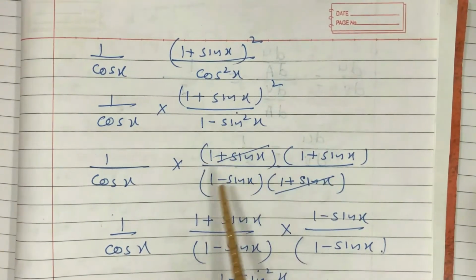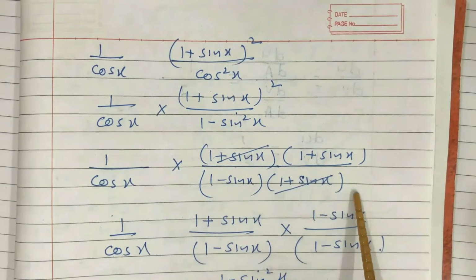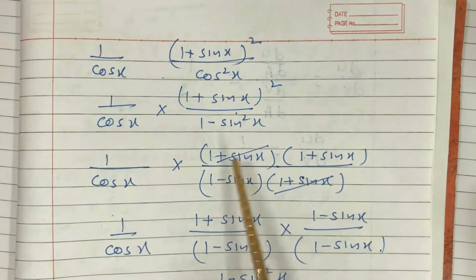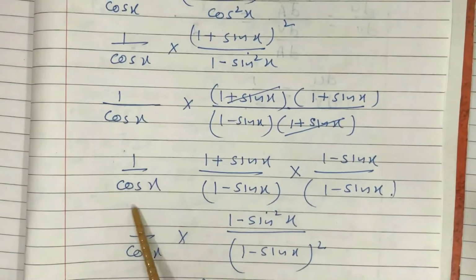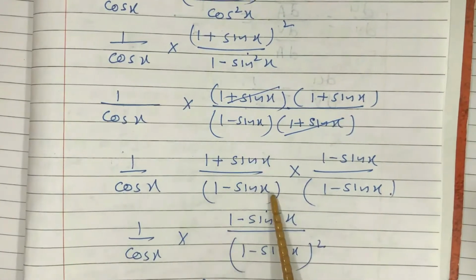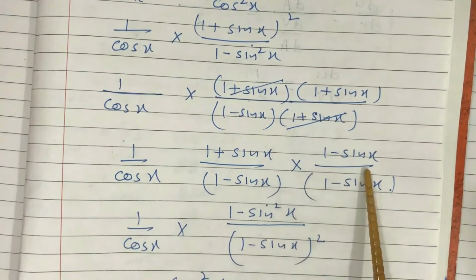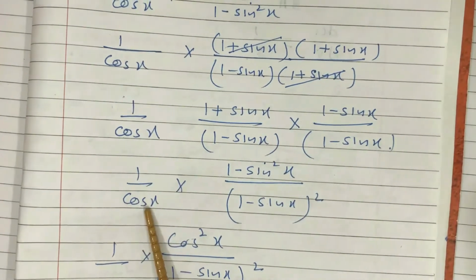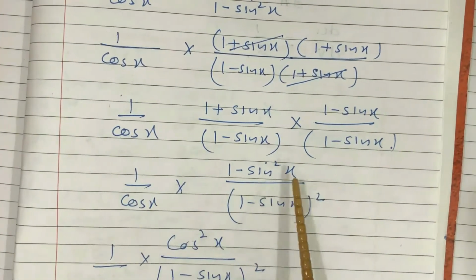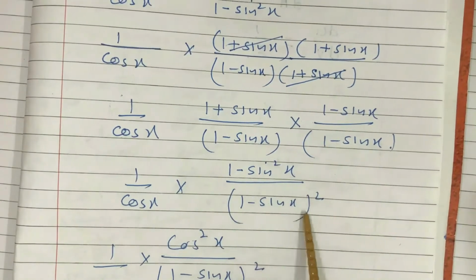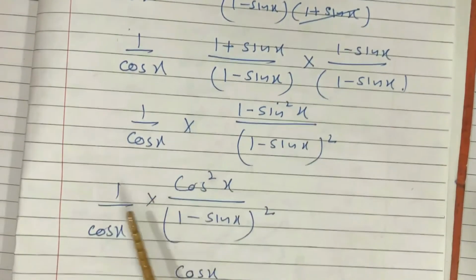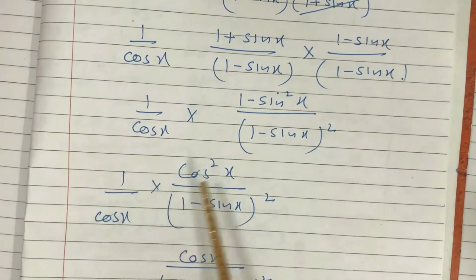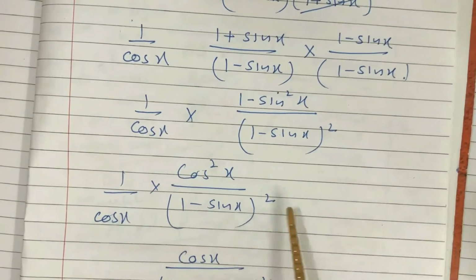Now this thing can be written as (1 minus sin x)(1 plus sin x). This and this are cancelled. We will have 1 over cos x times (1 plus sin x) upon (1 minus sin x). Rationalize it. After rationalizing it, we will get 1 upon cos x into (1 minus sin square x) upon (1 minus sin x) whole square. And 1 over cos x, this into cos square x upon (1 minus sin x) whole square.